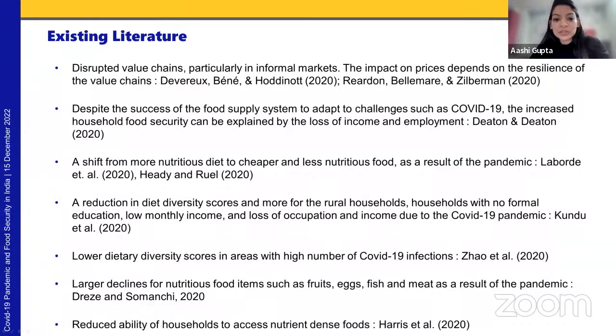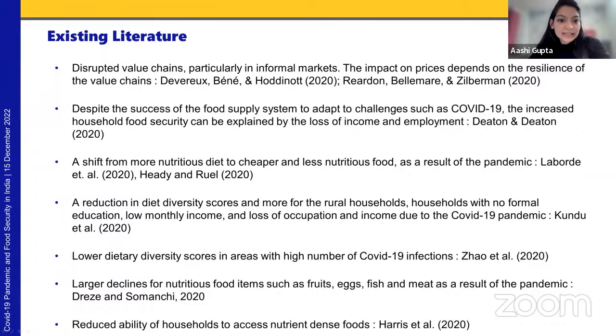Therefore, the major conclusion that can be drawn from the existing literature points towards the reduced ability of households to access quality diets due to affected production, supply restrictions, and reduced demand due to income, unemployment, price, as well as health shocks that were induced by the pandemic.